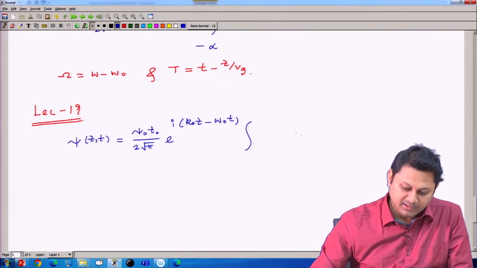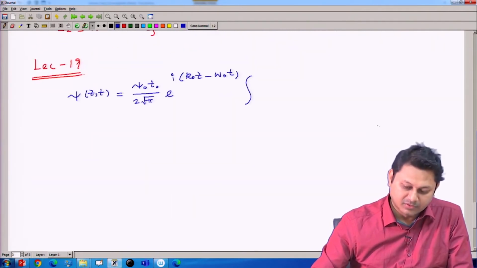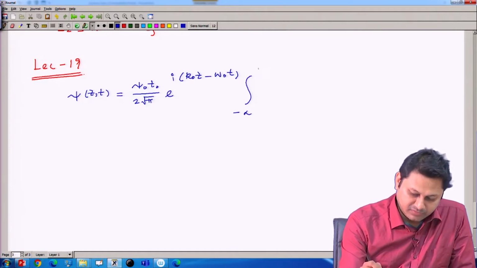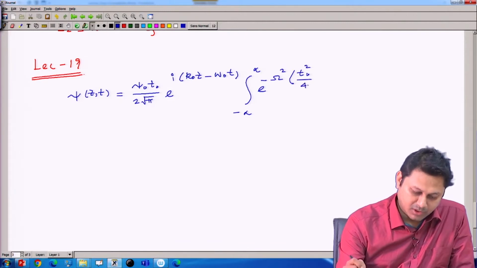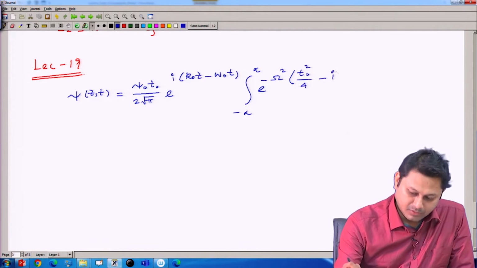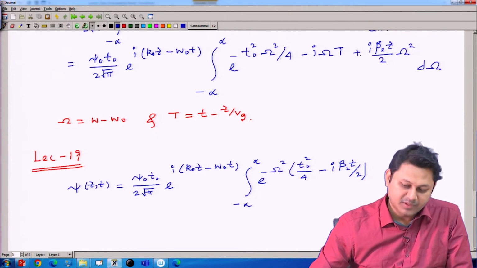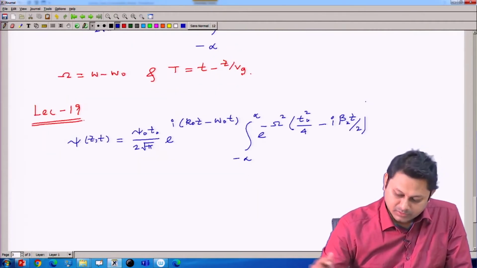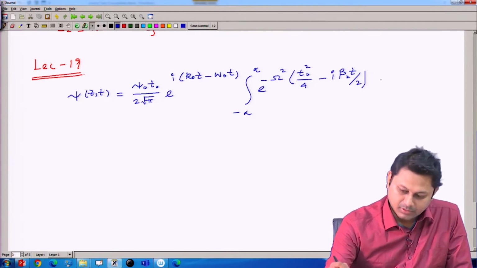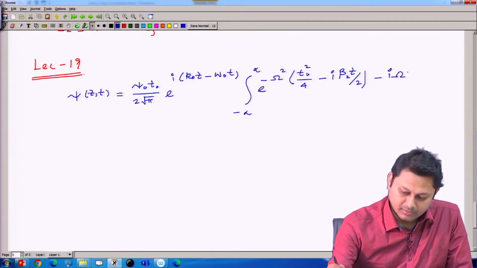I can simplify this a little bit because omega square and omega square are there. So I can write this as the integral from minus infinity to infinity of e to the power of minus omega square t 0 square divided by 4, that is one term, and minus i beta 2 z divided by 2, that is another term. I take minus omega square common, so the plus sign in front of beta 2 will be minus here. And now the next term is minus i omega big T d omega.